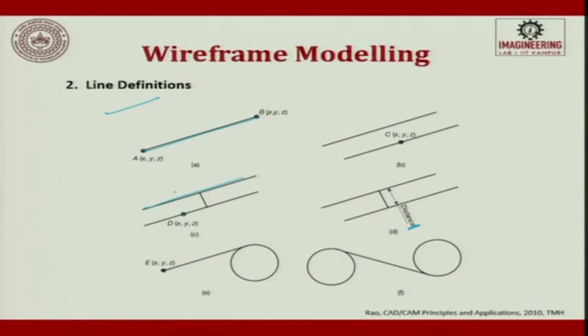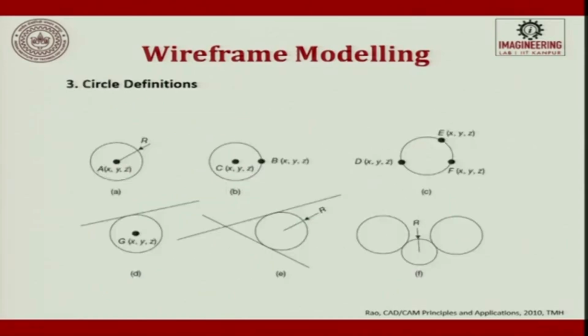So, a line can be represented in 6 different ways. It can be 2-point joining, it can be a point and a line and a parallel to it and perpendicular to it, a circle and a tangent to it. These are all different ways of defining a line in wireframe model.